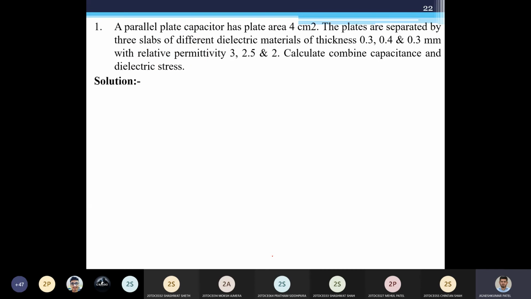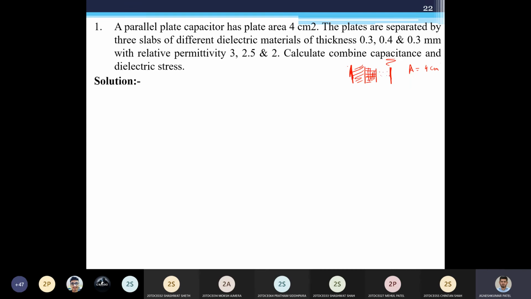The question is: a parallel plate capacitor has plate area of 4 centimeter square. So plate area is given. A parallel plate capacitor is there, so these are the two plates. The area is 4 centimeter square. It is written as cm2, but actually it is cm square. The plates are separated by 3 slabs of different dielectric materials. So these two plates are separated by 3 different dielectric materials. I can put 2 lines like this. Let us say this is my first media. Let us say this is my second media.